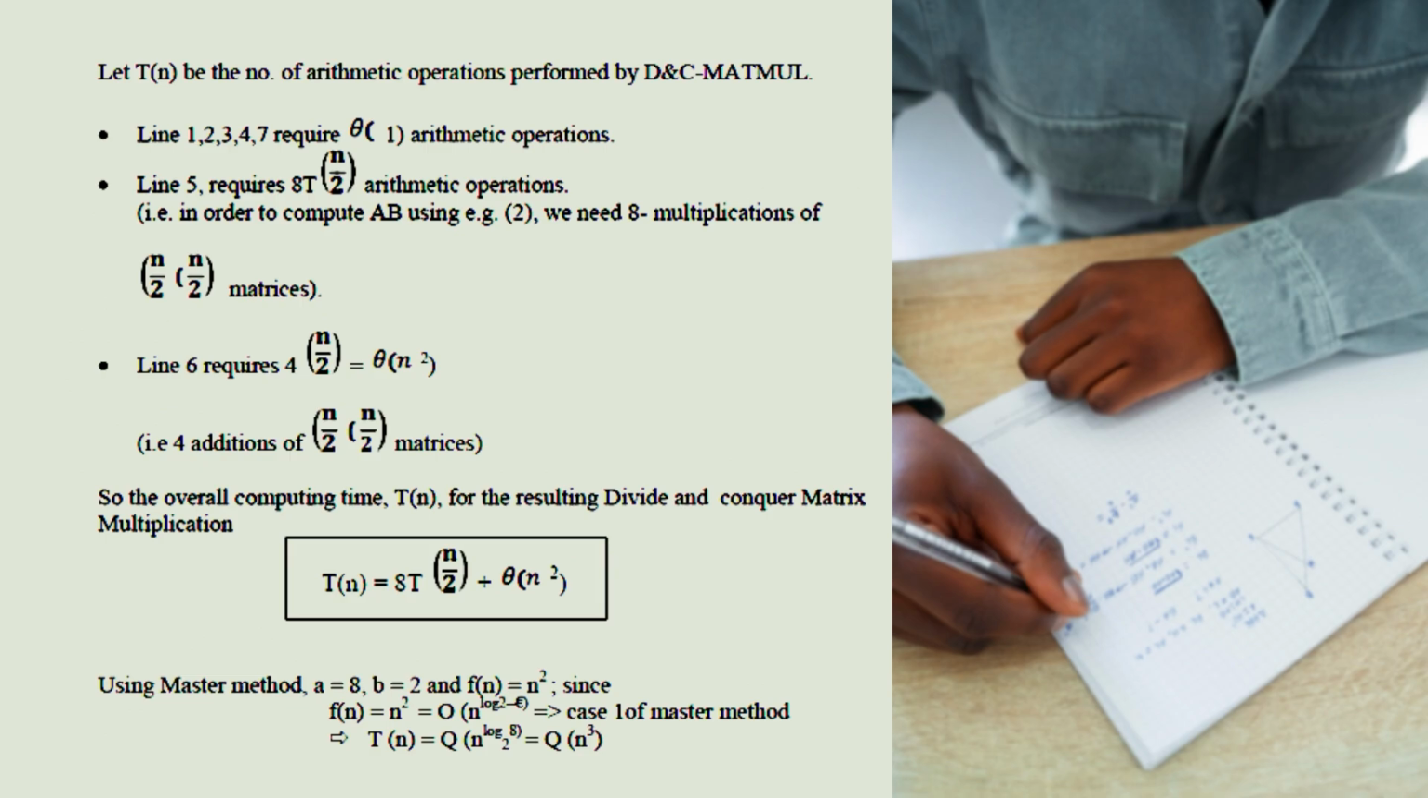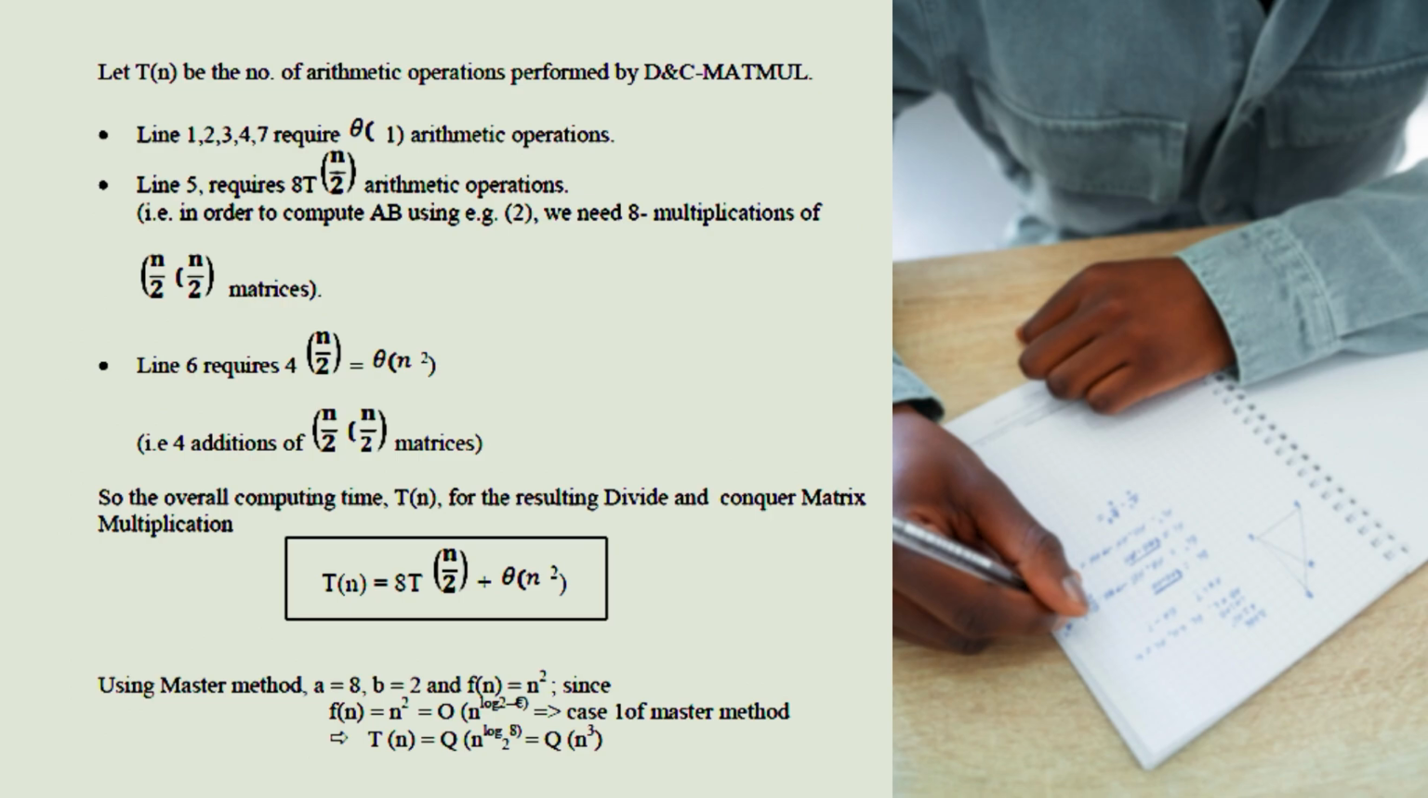So, the recurrence relation can be written as 8T(n/2), because we are dividing the matrix into smaller matrices, as 8 by 8 is divided into 2 by 2, and then with the addition, in the end you will get theta of n squared. When you solve it with the help of the master method, you will get a complexity of n cubed; you can check it. Okay.